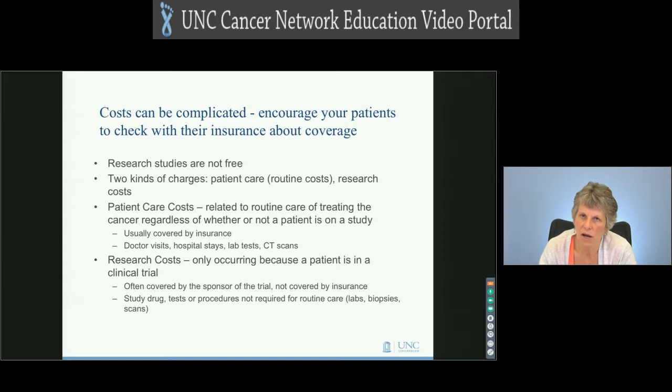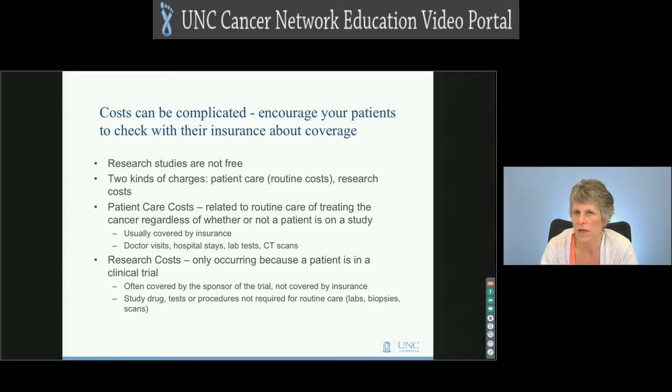As I mentioned, costs can be horrific and detrimental to our patients. So please encourage your patients to look at their insurance and call their insurance before they get too involved in this. They're not free. I wish they were, but they're not, and there's a lot of charges, and it can be difficult for a patient to understand what their responsibility is for payment and what is covered by a study.